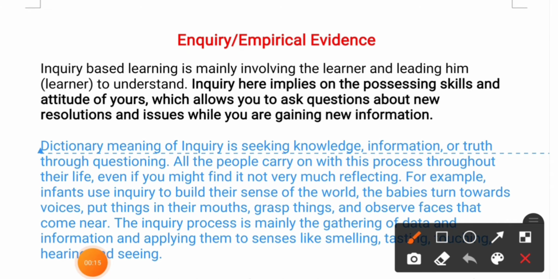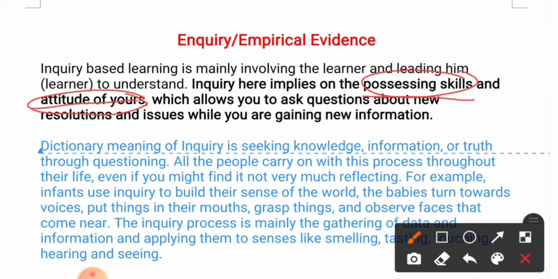Okay, so your inquiry based learning. Inquiry based learning is mainly involving the learner and leading him to understand. Leading him means to whom? To the learner, to the student we are talking about here. So inquiry here implies the skills and attitude you possess. What skill one person has and what attitude you have towards learning.